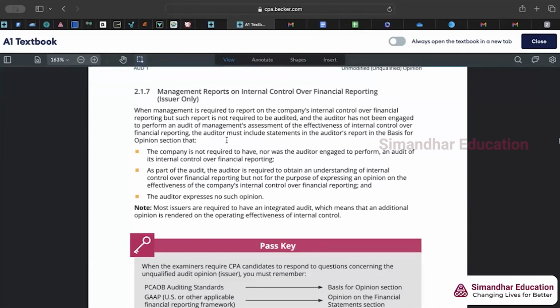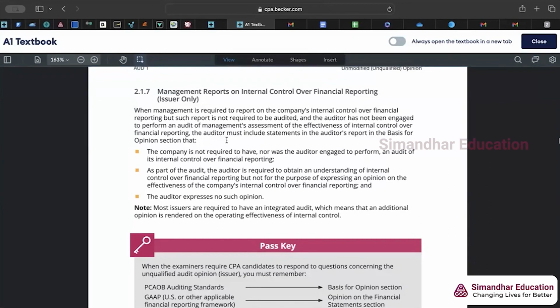And for emerging growth companies, earlier in BEC it was included, but I'm not sure how it is placed in your new portion. For emerging growth companies, integrated audit is not mandatory till the time they cross the threshold or 5 years, whichever is earlier. Okay. Now, let's summarize this chapter.